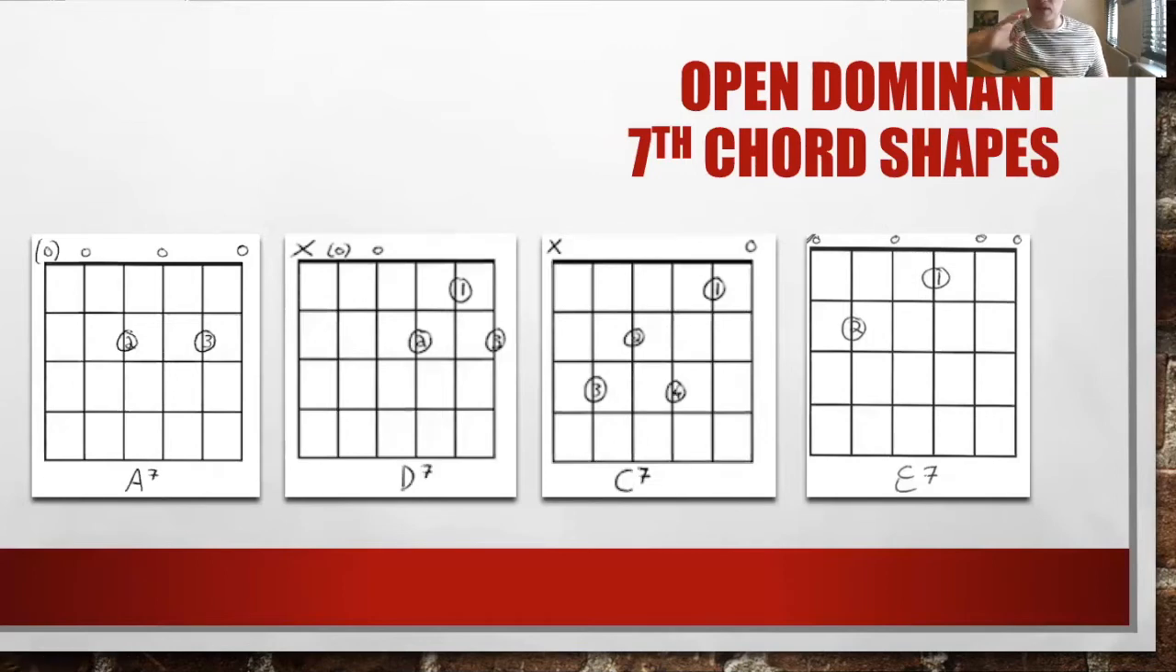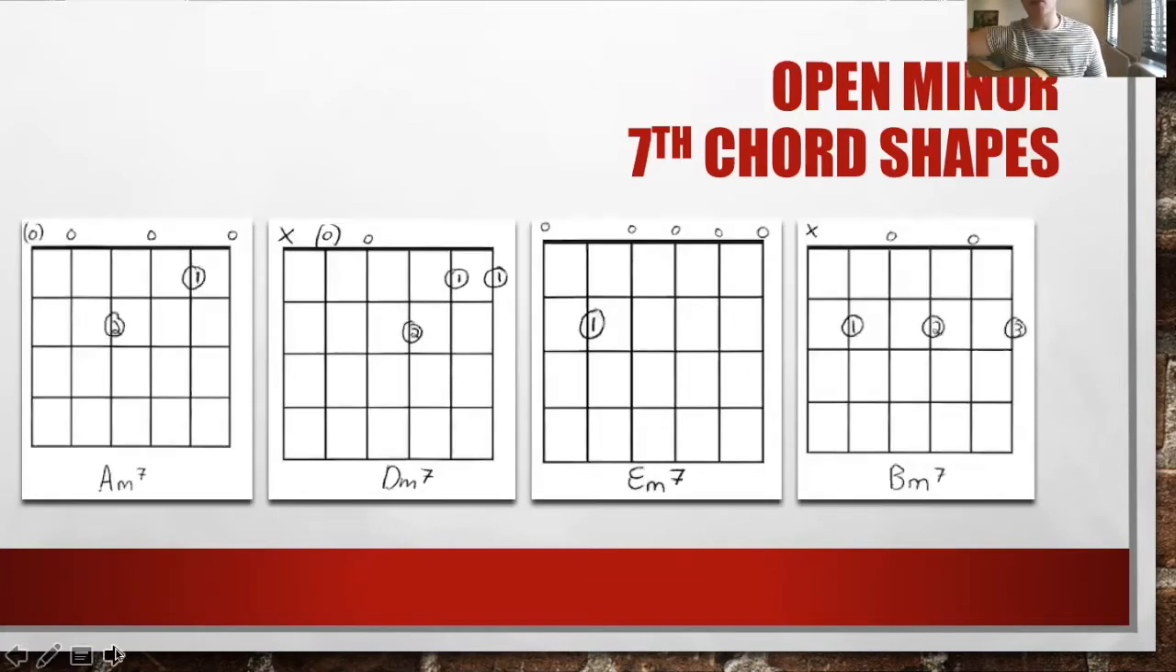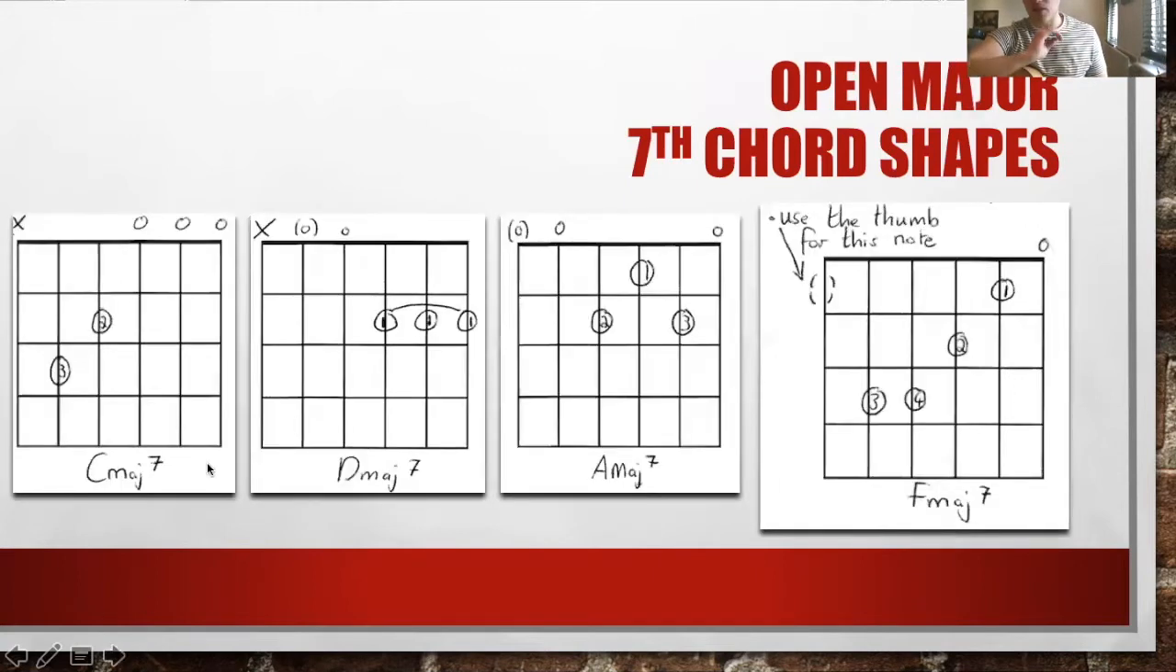I'm going to run through these because I'm going to play a separate clip of all of these chords. But just to demonstrate, you've got A7, D7, you've got C dominant 7 here, you also have E7. So there are four of your dominant 7th chords. You've also got your minor 7: A minor 7, D minor 7, E minor 7, and also B minor 7, like this. And then lastly, you've got your major 7th chords.